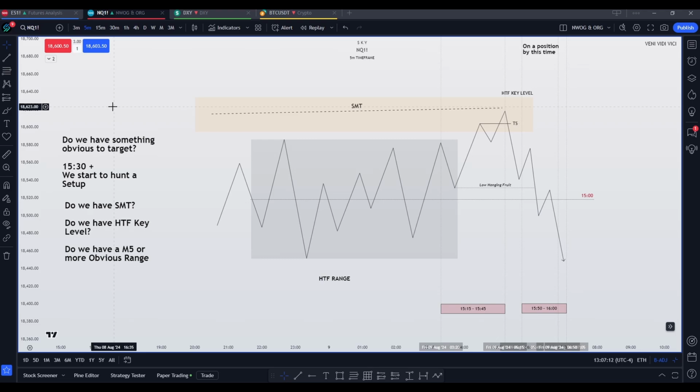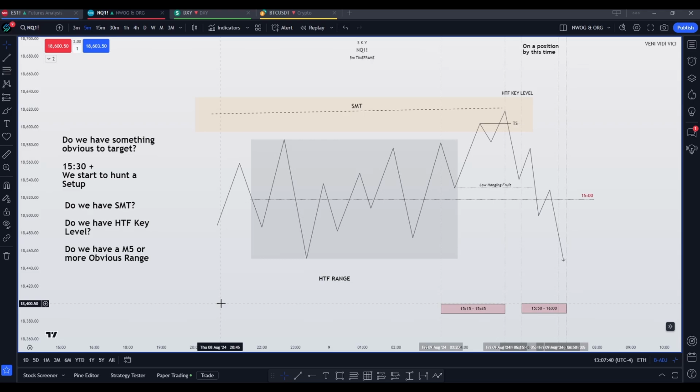Once we tap on the higher time frame key level, meaning we will have some sort of turtle soup, but this is more a band, so you don't really need to get in the turtle soup. And we must have this in mind to have something obvious to target for us to enter a position. If we do, we can enter. If we don't have any, we avoid the market.